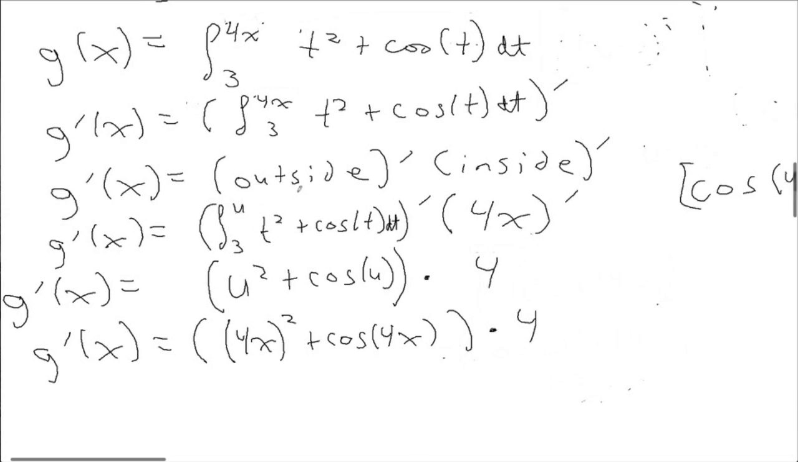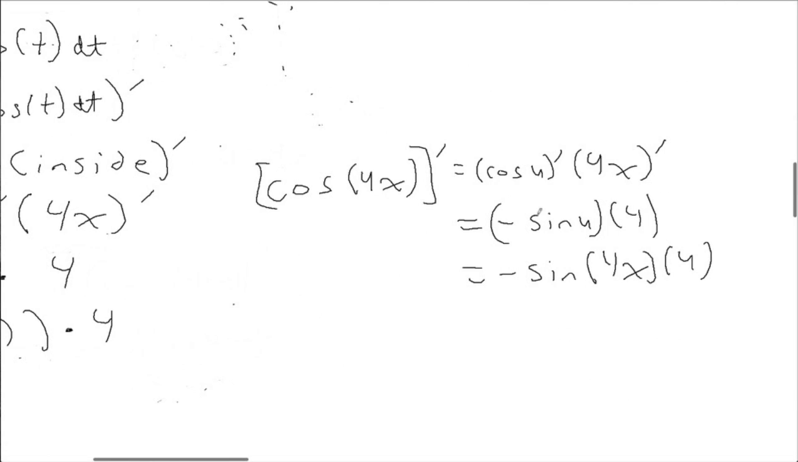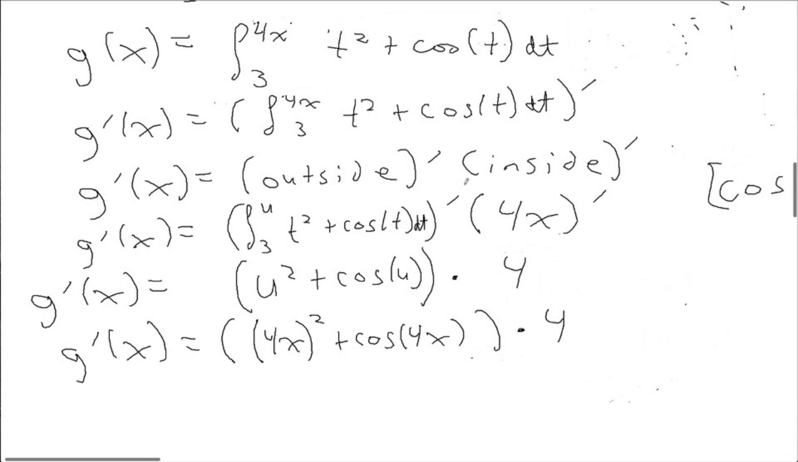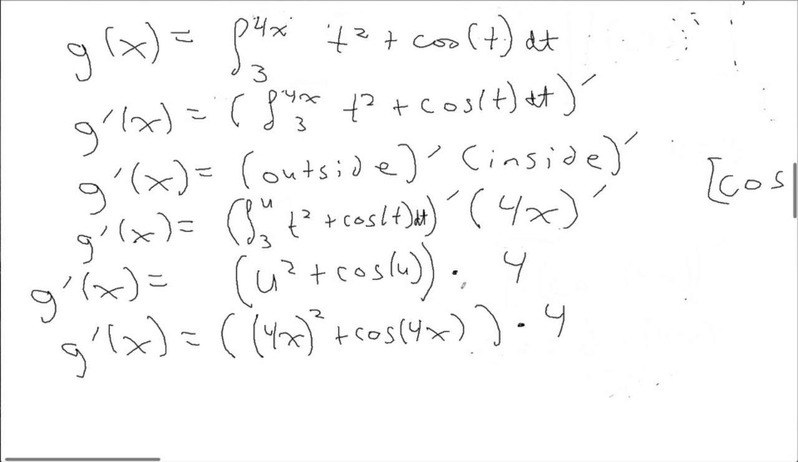So why did this example seem so much harder and more intimidating? Just because the outside function here was so much more complicated than in this case, but overall the general method was pretty similar. So here we ended up with this answer.